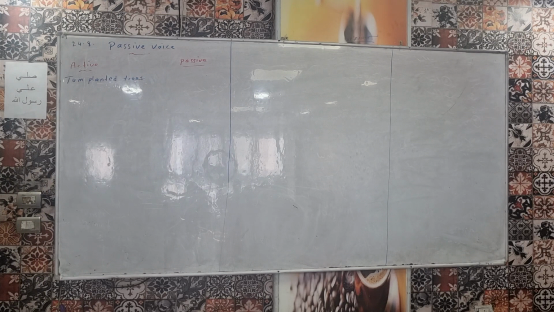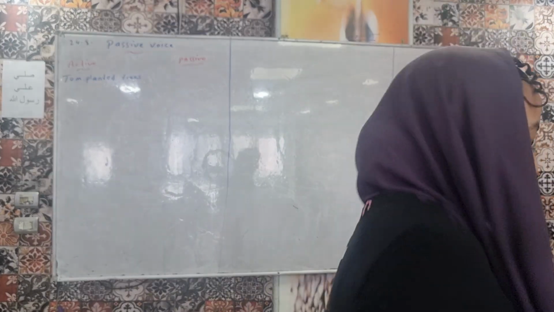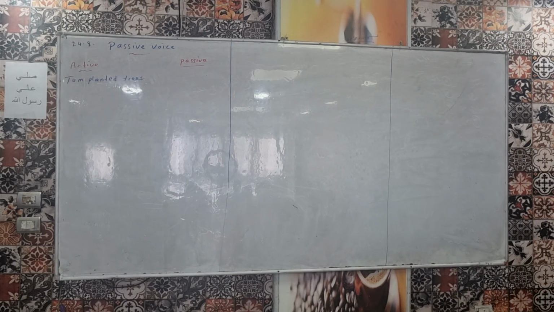Is it an active voice or passive voice? Active. Why is it an active voice? Because we know the subject. We know the subject of the action. If I ask you, who did plant trees? You can answer me, Tom. Tom is the subject of the action. So when we know the subject of the action, we say this is an active voice.